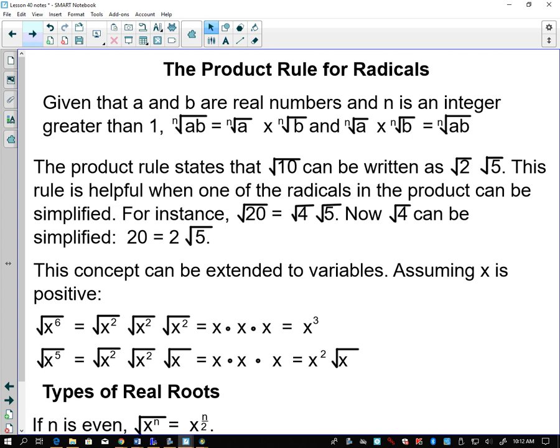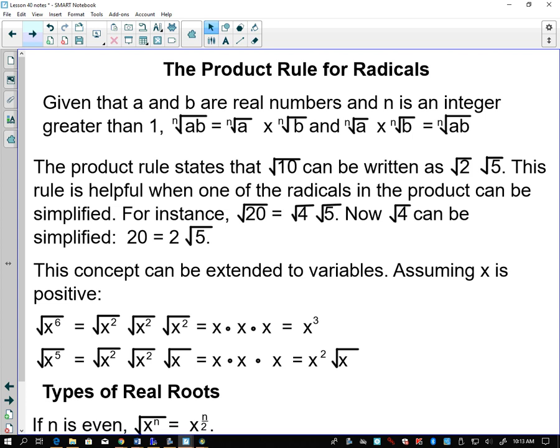So the product rule for radicals. Given that a and b are real numbers, and I really wish that they would throw in a few more real numbers. So if in a radical I have two numbers being multiplied inside of it, and I've got the nth root, I can split those two things up and get the nth root of one times the nth root of the other.